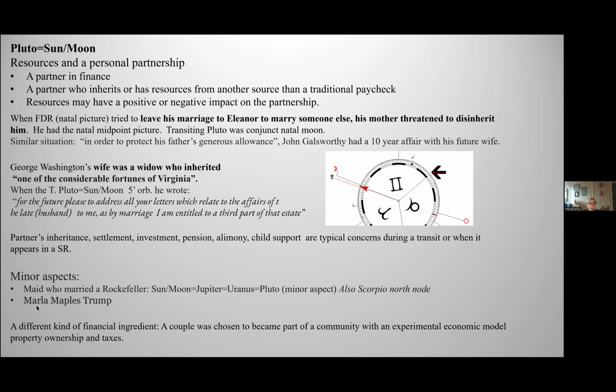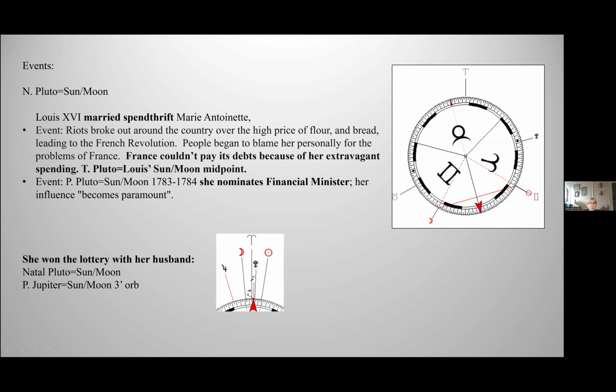Anyway, back to our Pluto equals Sun Moon, minor aspect, Marla Maples Trump. Now here's a different kind of financial situation where a couple was chosen to become a part of a community with an experimental economic model for property ownership and taxes. And that community still exists in New Jersey. Here are some events that happened to people with natal Pluto equals Sun Moon.